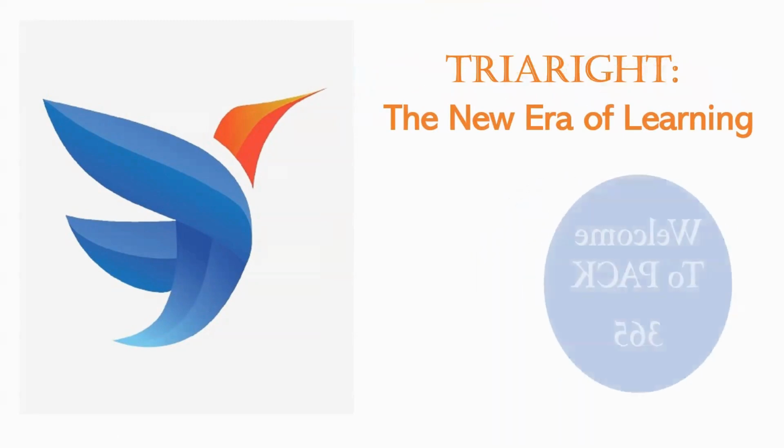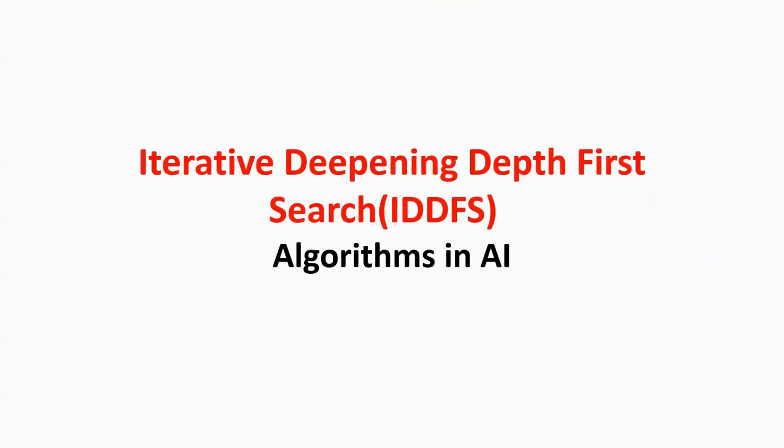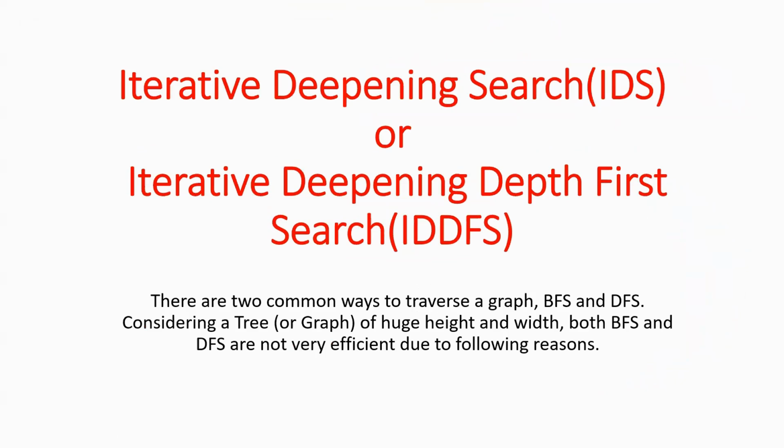It is Pack 365. In Module 2, we are discussing the Iterative Deepening Depth-First Search, IDDFS algorithm in AI. Part A. Let's continue the topic. We call it IDS and IDDFS because it has both names. We can call it Iterative Deepening Search, or Iterative Deepening Depth-First Search also.